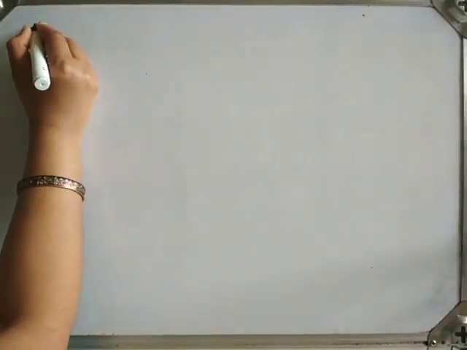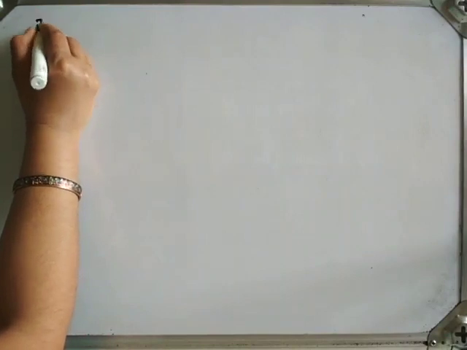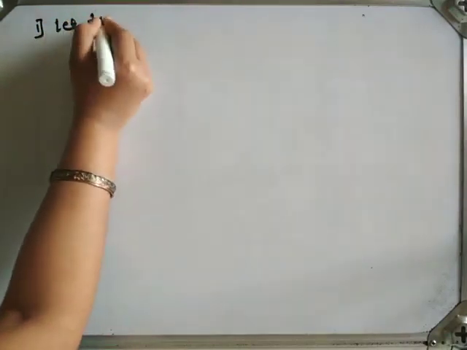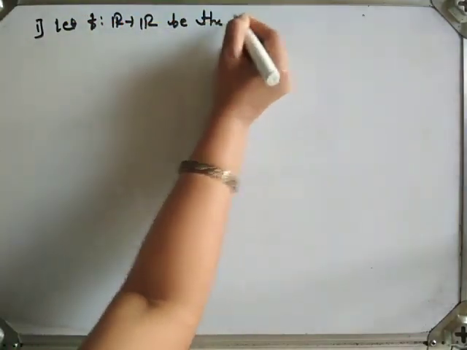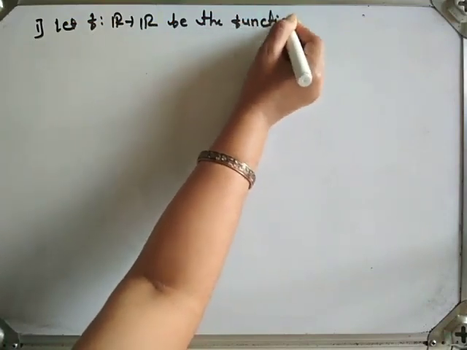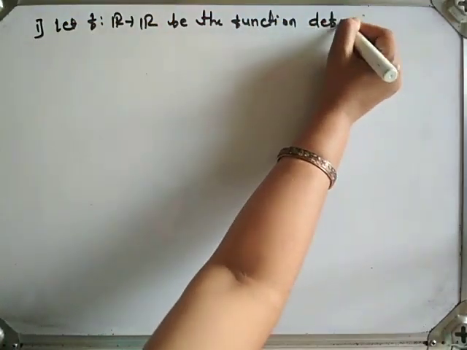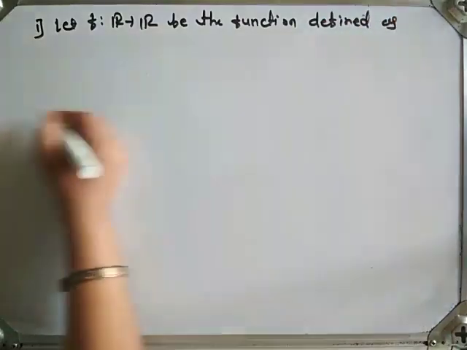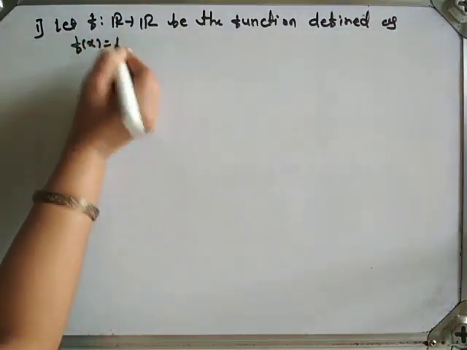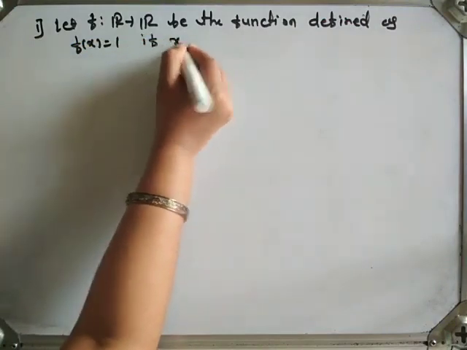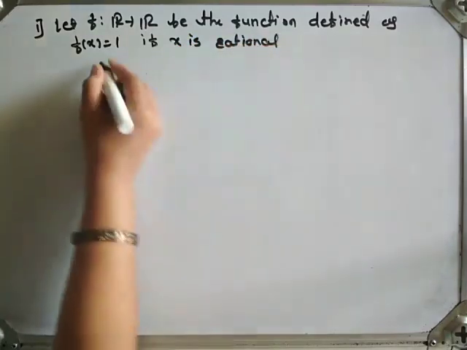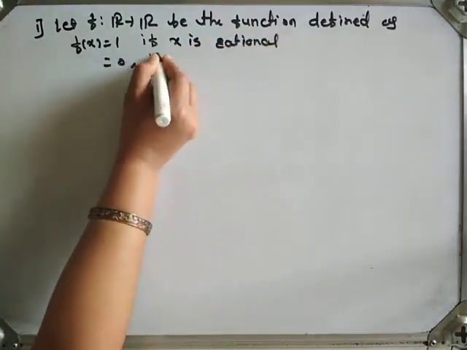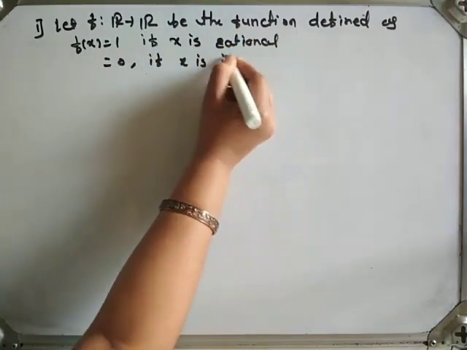Hello students, let us see some examples on continuous function. First example: let f from R to R be the function defined as f of x is equal to 1 if x is rational and is equal to 0 if x is irrational.